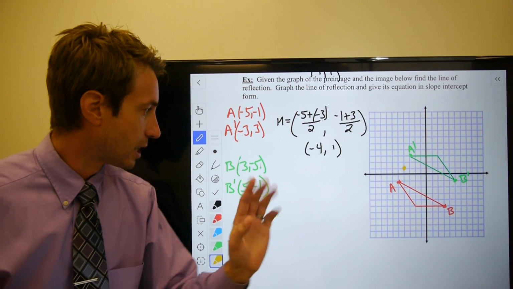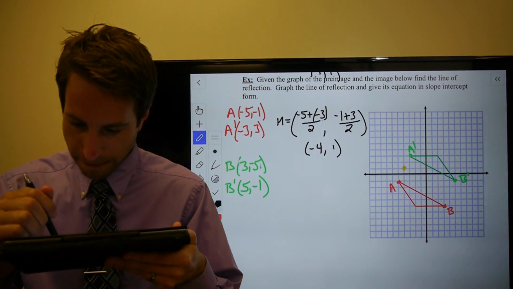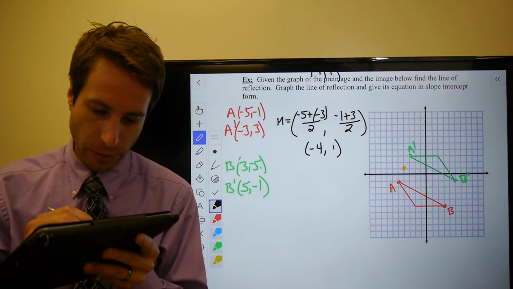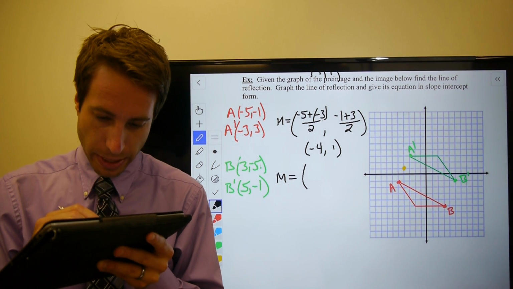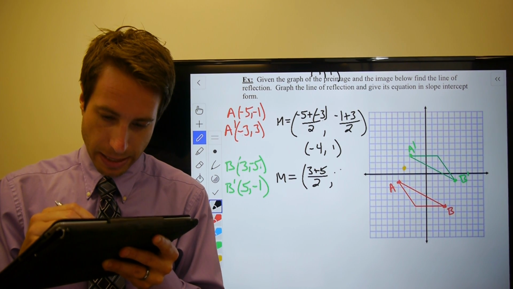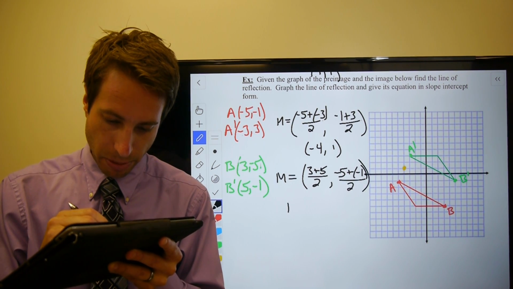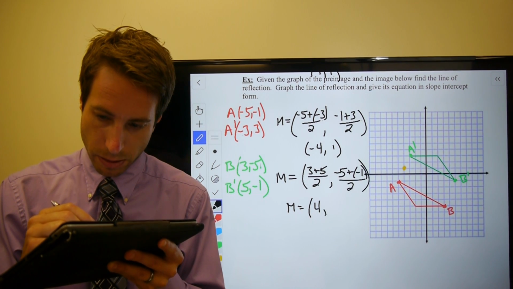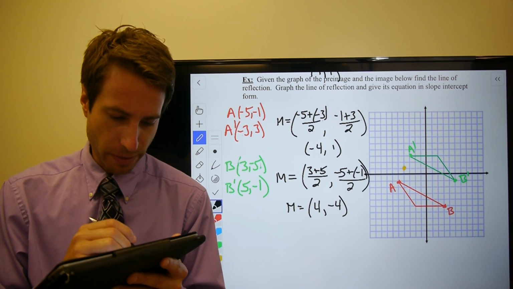Let me double check my points here before I do any math just to make sure I got them right. B is at 1, 2, 3, -5. Good. B prime is at +5. Okay, it looks like I got those ones correct. Here we go. Let's find our midpoint. Okay. 3 plus 5 over 2, and then it's going to be -5 plus a -1 over 2. Midpoint is going to be at, oh, that's going to be a +4 and a -4. Nope, no, not a -4, -3.